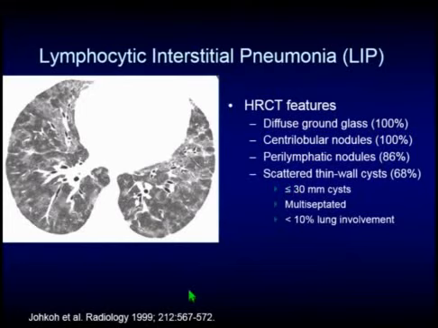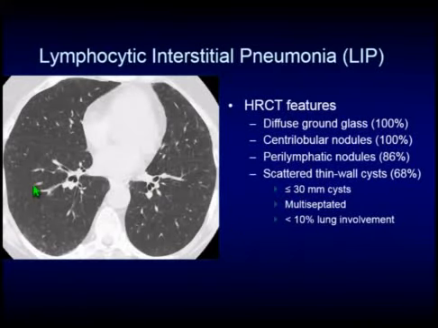At least Jacot looked at the radiographic features of LIP and found that ground glass attenuation was the most common, tied with centrolobular nodules in almost all of their cases. They sometimes see perilymphatic nodules in a high number of cases, because this is a lymphocytic process.